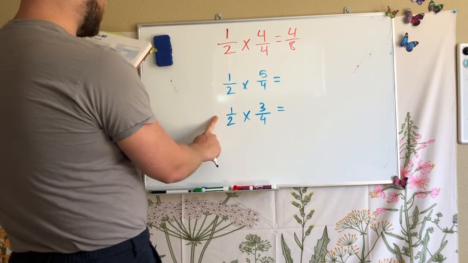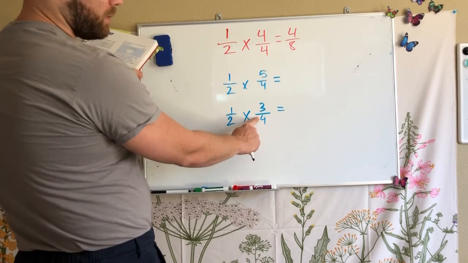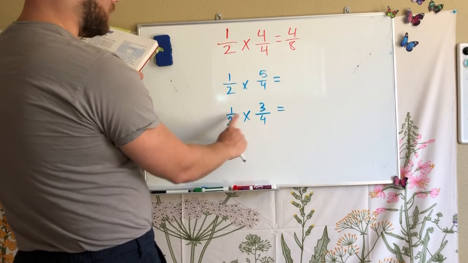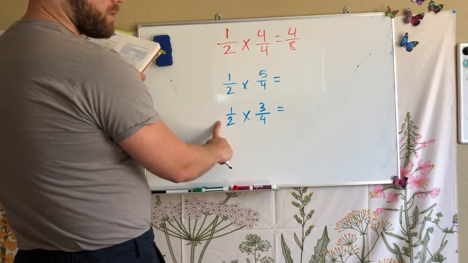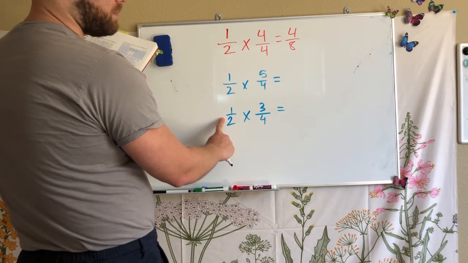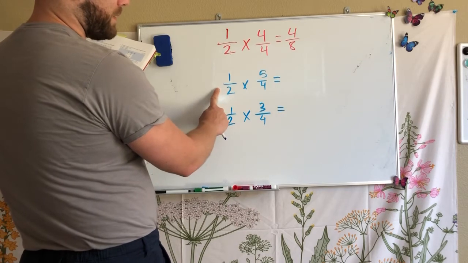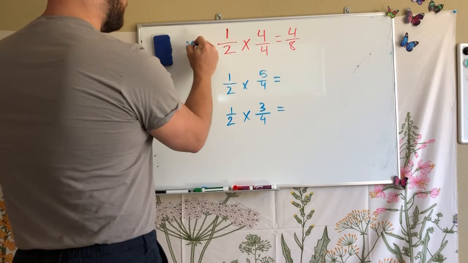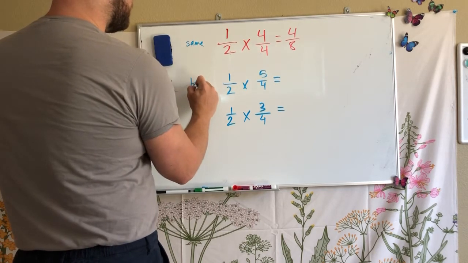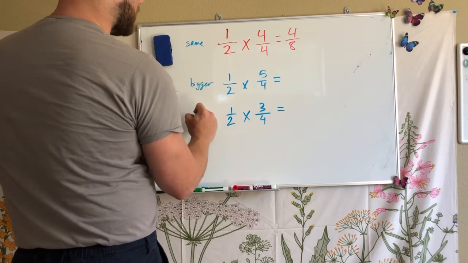If the fraction we multiply is less than 1, right, that's not 1 whole, it's 3/4 the way full, we're going to end up with less than what we start with, meaning this number is going to get smaller. This number is going to get bigger. This is going to stay the same. Same, bigger, smaller.